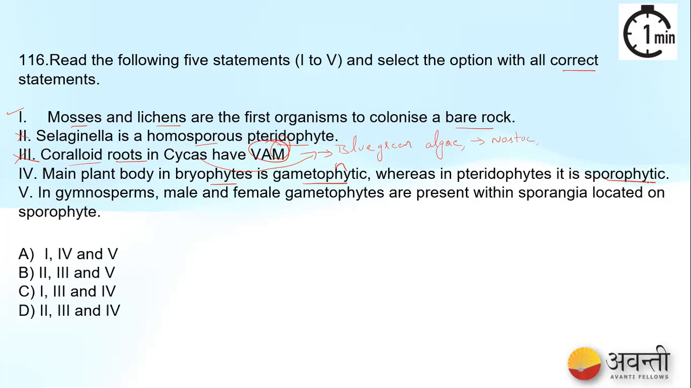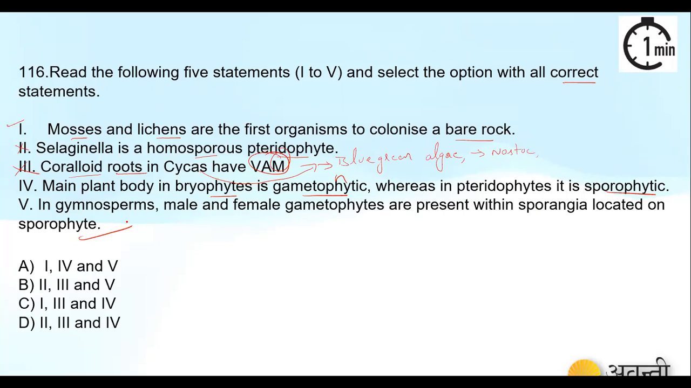Coming to the fifth option, in gymnosperms, male and female gametophytes are present within the sporangia located in the sporophyte. This is very true. In gymnosperms, the main plant body is a sporophyte, and the sporophyte bears sporangia, and within the sporangia you have your male and female gametophytes. In short, we can conclude that in gymnosperms the gametophytic life is absolutely reduced. Correct, right?